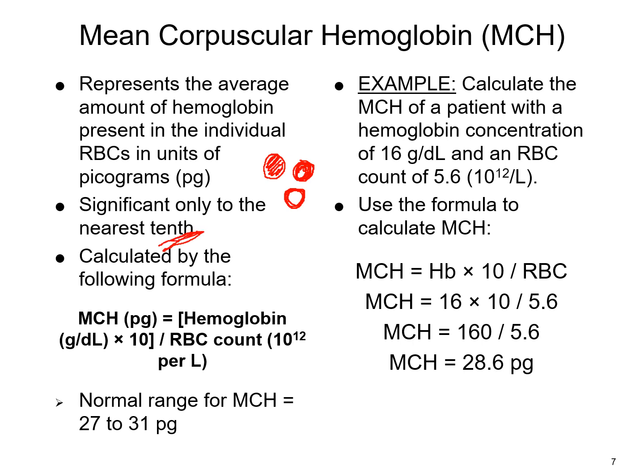You calculate this by using your hemoglobin and your red blood cell count. So it will be your hemoglobin times 10 divided by your red blood cell count. We have an example here where our hemoglobin concentration is 16 and our red blood cell count is 5.6. So we plug that into our equation, 16 times 10 divided by our red blood cell count, 5.6, which gives us 160 over 5.6. And then we divide that out, and we get 28.6 for our MCH.